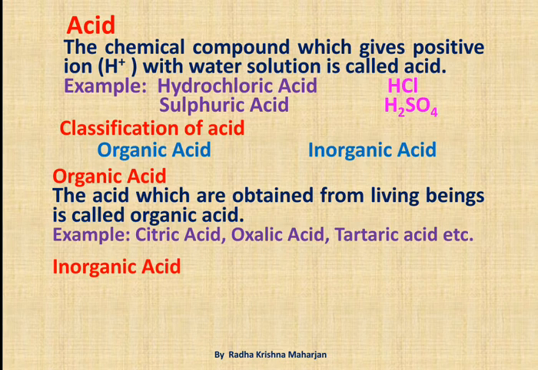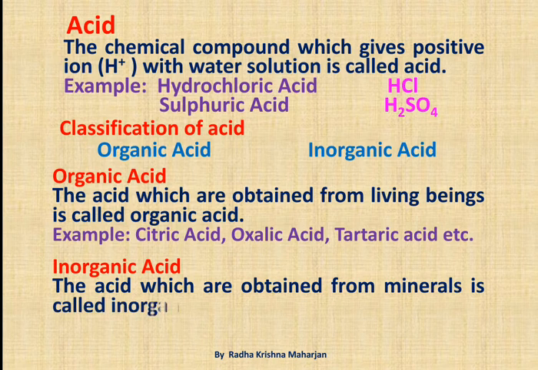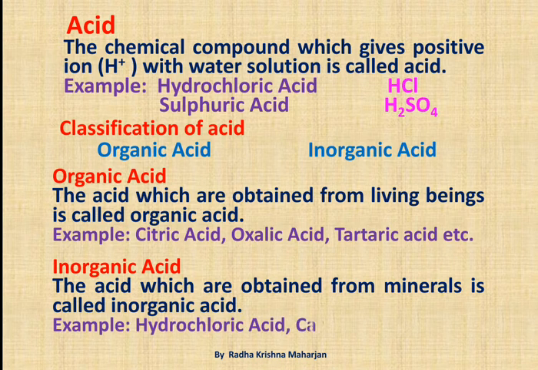Inorganic acid: the acid which are obtained from minerals is called inorganic acid. Example: hydrochloric acid, carbonic acid, etc.